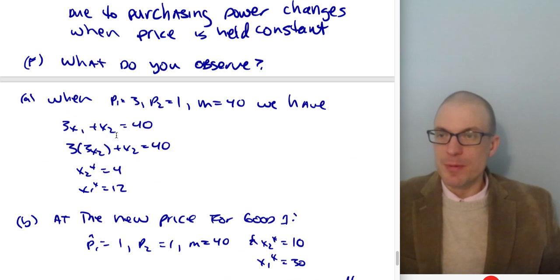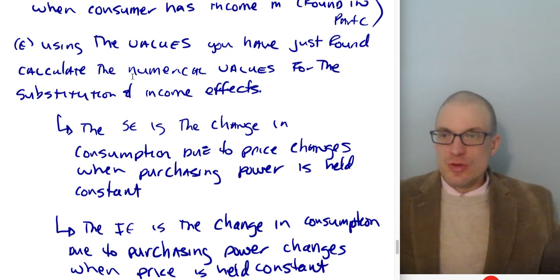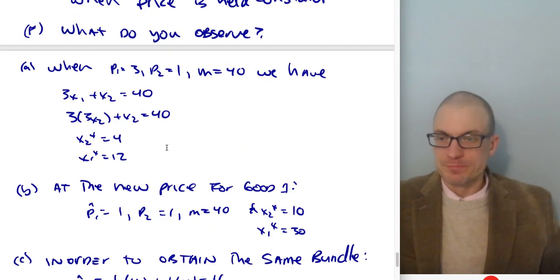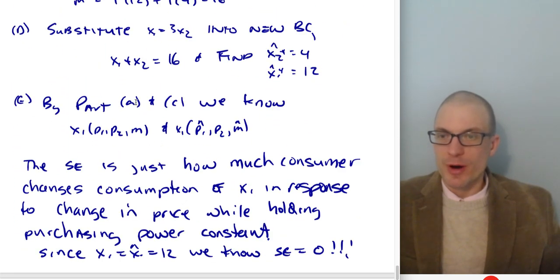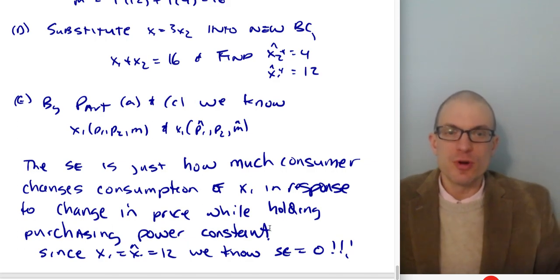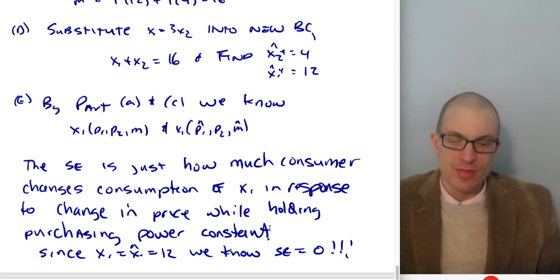Part E is saying, using the values you just found, calculate the numeric value for the substitution and income effect. So from part A, that was my original prices, original bundle. Parts C and D gave us the new income, new prices. The substitution effect is just how much the consumer changes consumption of good 1 in response to the change in price while holding purchasing power constant. Holding purchasing power constant means I'm going to compare where I had the original income at the original prices, and then compare the analogous sized income at the new prices.